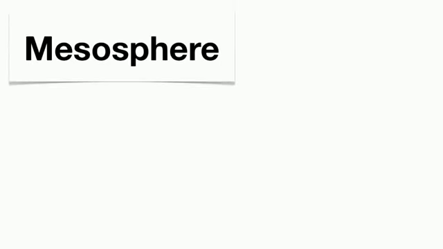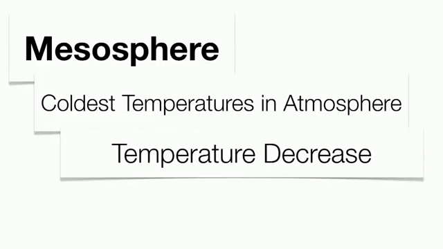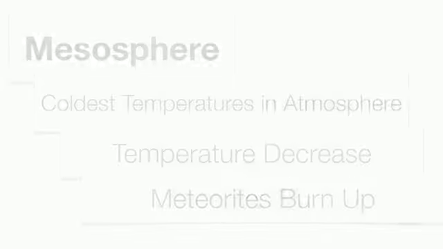The next layer up is what we call the mesosphere. Now, the mesosphere has some of the coldest temperatures in the atmosphere, and as you travel up through the mesosphere, temperatures drop dramatically, very simply because of the layer above it, which is called the thermosphere, and we'll talk about the thermosphere in a second. Okay, this is pretty much the layer where all your meteorites or your shooting stars are going to burn up as they enter our atmosphere.